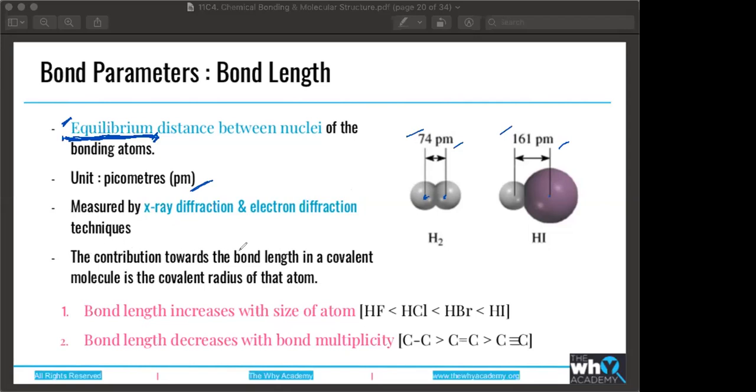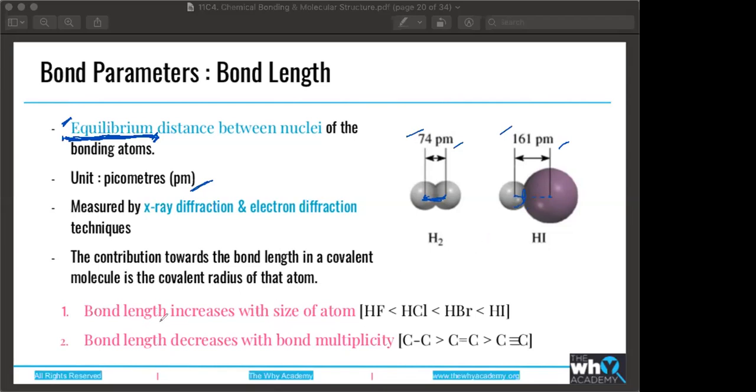So the contribution towards the bond length in a covalent molecule is the covalent radius of the atom. This, when we were discussing covalent radius, we discussed. So if there are identical atoms, like in the case of H2, then half of this distance becomes the covalent radius. But otherwise, even for heteroatomic molecules also, the bond length is basically covalent radius of hydrogen plus covalent radius of iodine, kind of like that. Okay.